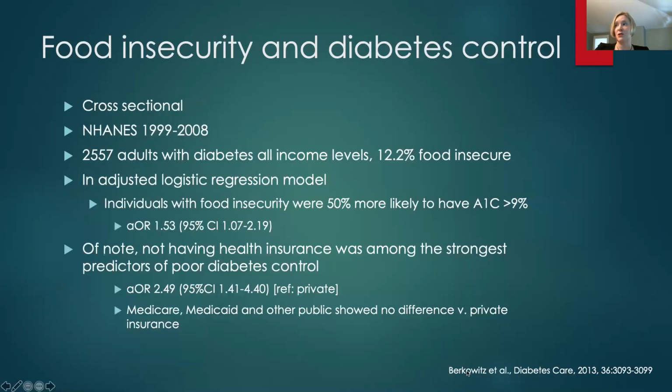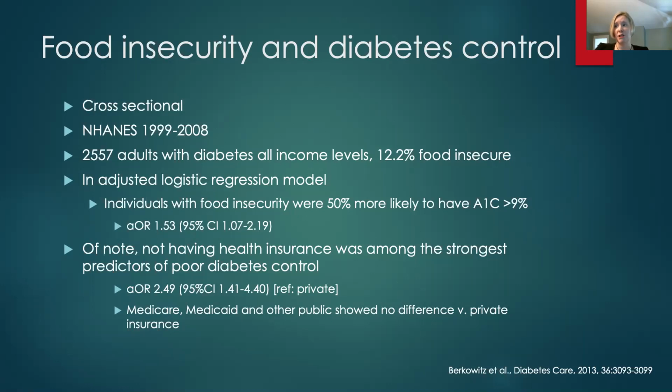Another cross-sectional study using more recent NHANES data, examining adults with diabetes at all income levels, found a food insecurity prevalence around 12%. This population was predominantly non-Hispanic white: 64% identified as non-Hispanic white, 16% as non-Hispanic Black, and 14% as Hispanic. Unfortunately, in these years, NHANES did not separately define an Asian or Pacific Islander population. 10% had no insurance, and the mean duration of diabetes was around 11 years. About 20% of this population was on insulin.